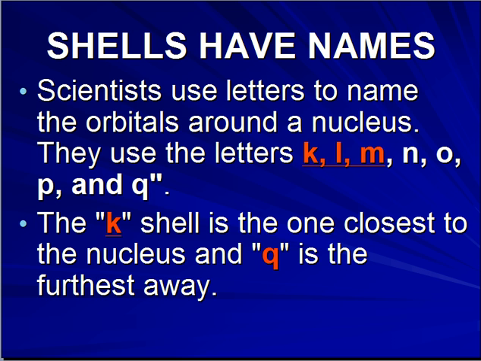And scientists use letters to name the orbitals around the nucleus, and they use pretty simple letters: K, L, M, N, O, P, and Q. And right now, that's all we have.